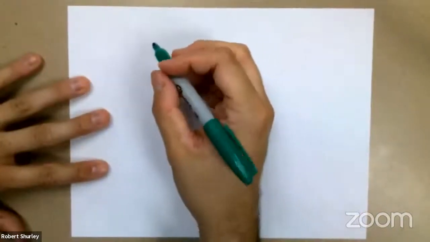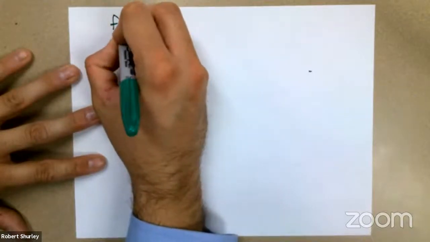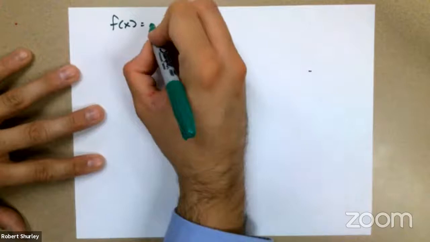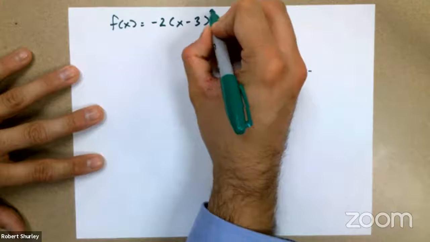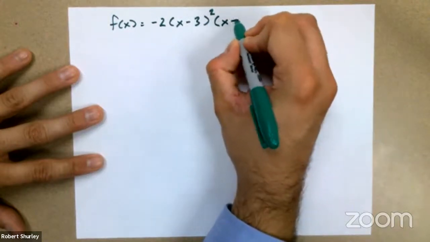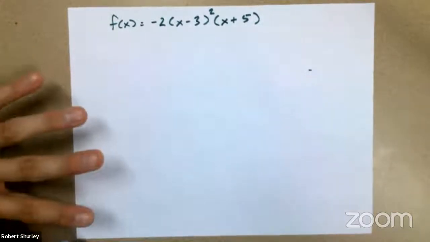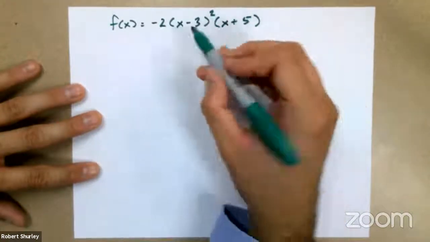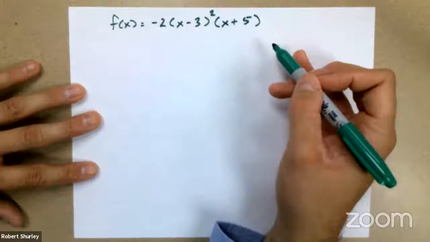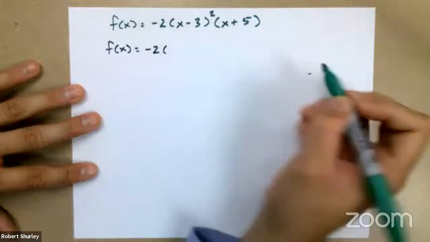Okay, so let's do another one. I'm trying to throw some curveballs at you just so you can kind of see how these might look as we go along. So if we had, let's go back to f of x, then we had negative 2 times x minus 3 squared times x plus 5, okay? Now listen, I need you to realize if you have a factor that's squared, what's really going on is we have 2 of these being multiplied.